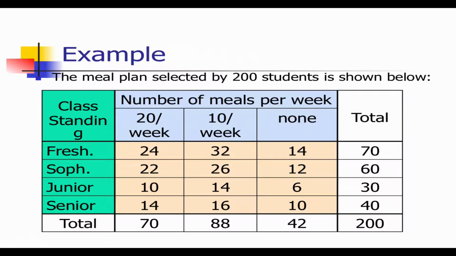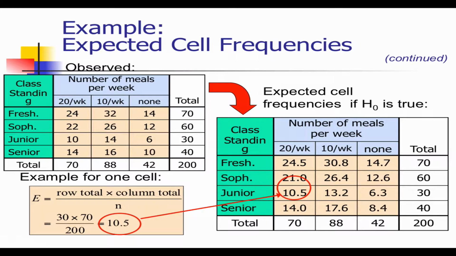After you have this, you can calculate the expected table. How do you do that? The simple way is for each number, let's say for this one, 10.5, you use the corresponding row total, which is 30 right here, and the corresponding column total, which is 70 right here. You take the product of those two, divide by 200, and that gives you the expected frequency.